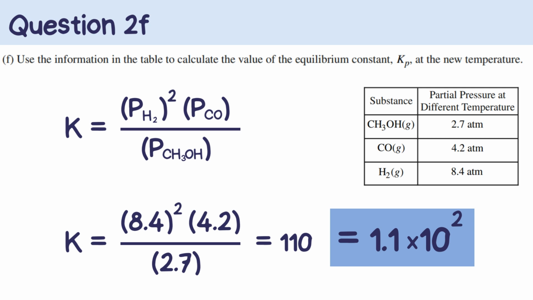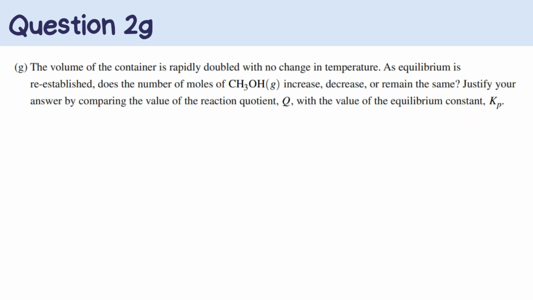Okay, and finally, we are on our last FRQ, which is 2G. And this focuses a lot on Le Chatelier's principle. So it states that the volume of the container is doubled, and asks if the number of moles of methanol will increase, decrease, or remain constant. And then also, given all this information, we have to support our answer with Q and K.